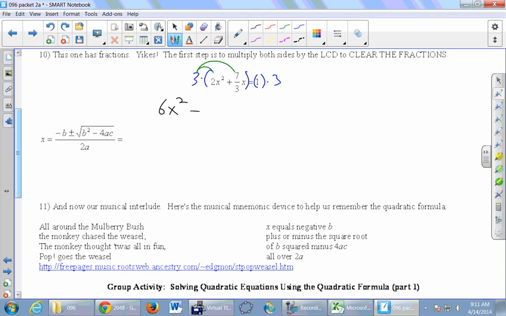6x squared plus, now that 3 comes in for the sole purpose of canceling the 3 in the 7/3. So what remains? 7x equals 3. There we go. That equation already looks a lot better to me. But there are several moments in that step where you can make a mistake. So you got to be really careful when you're clearing those fractions. All right, are we ready to pick off the values of A, B, and C?